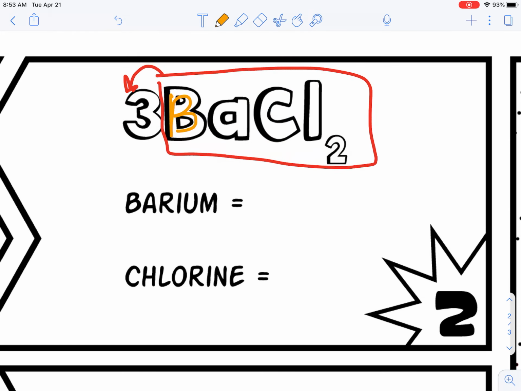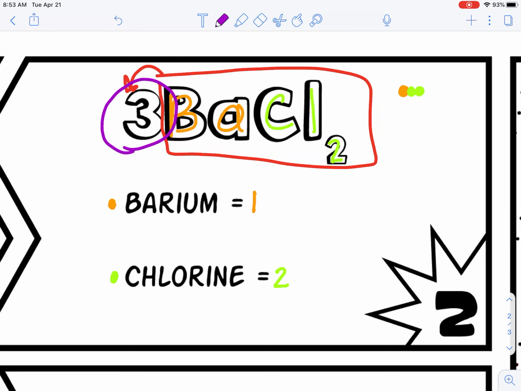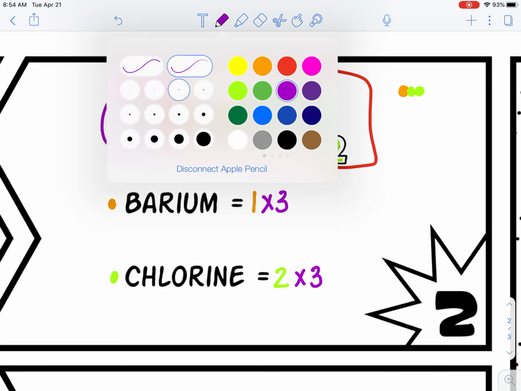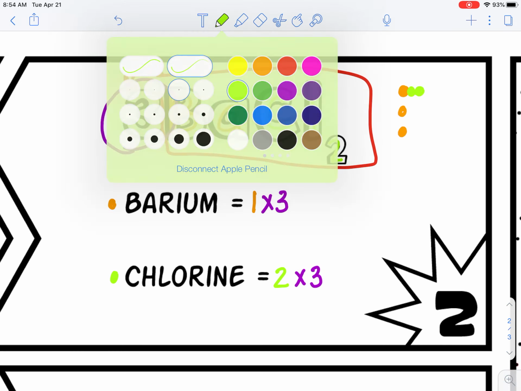So for barium, I don't have any subscripts. I have 1 barium. For chlorine, I have a subscript of 2. So I have 2 chlorines. Now I can go back and look at where I had my 3 here. So my barium is going to be 1 times 3. My chlorine is going to be 2 times 3. And if I wanted to do it with my pictures again, I would just draw 3 of the same molecule.